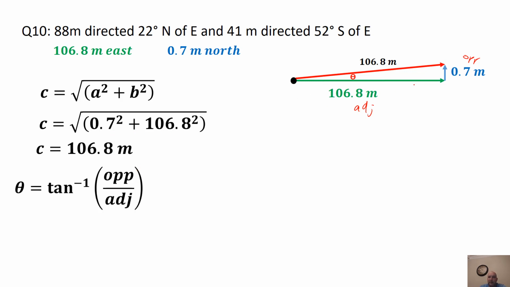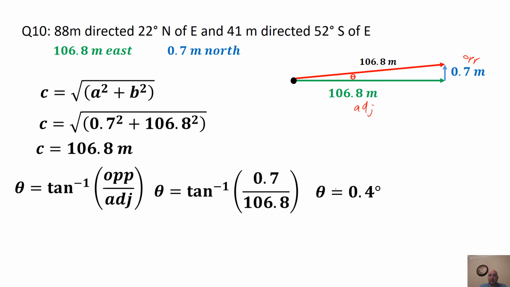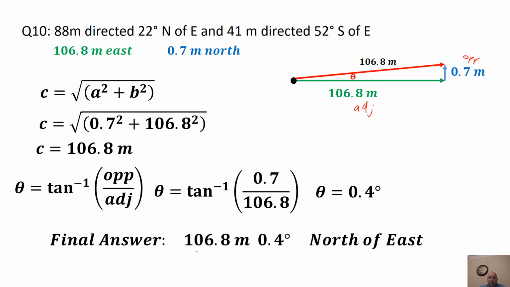So we'll have our opposite side at 0.7, the adjacent side 106.8. When we take the inverse tangent, we're going to get something around 0.4 degrees. And so our final answer here is 106.8 meters, 0.4 degrees. And this one's going to be north of the east. Once again, the east is the baseline, north of east right there. So that's your final answer.